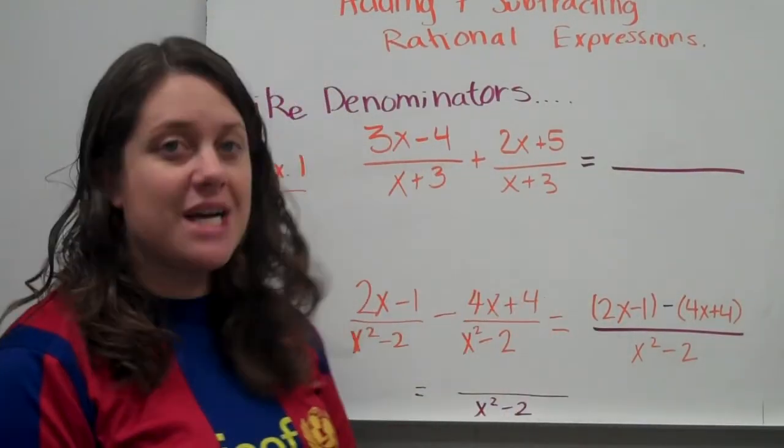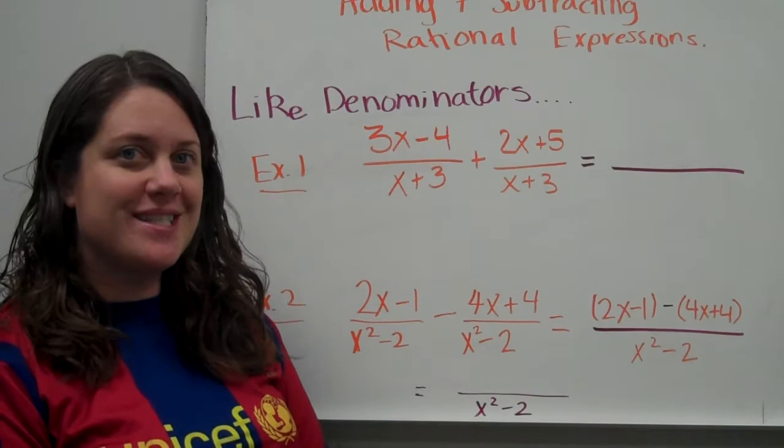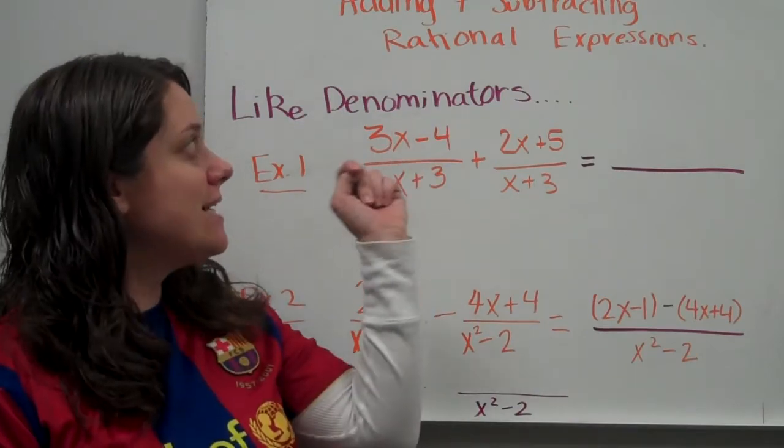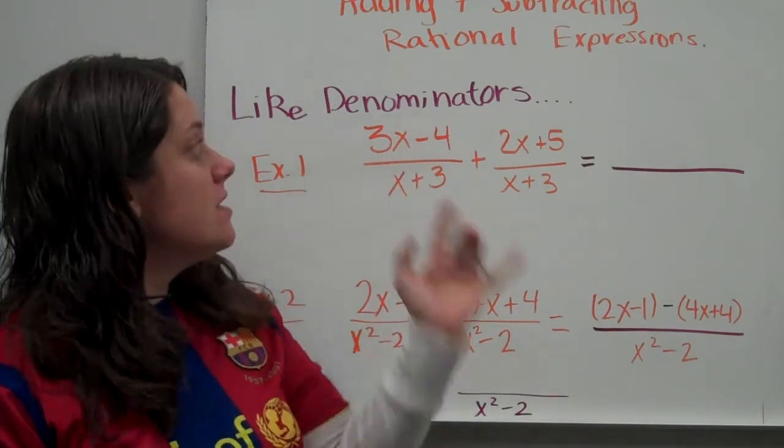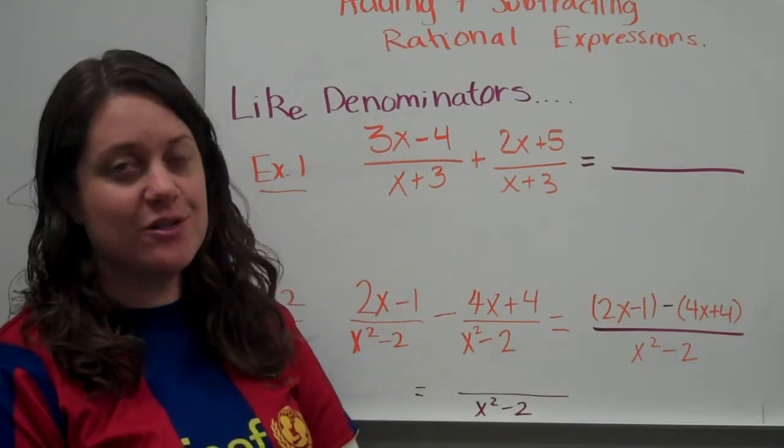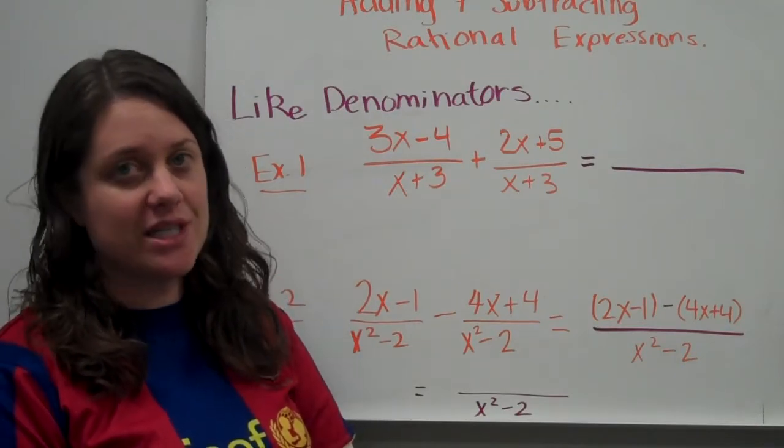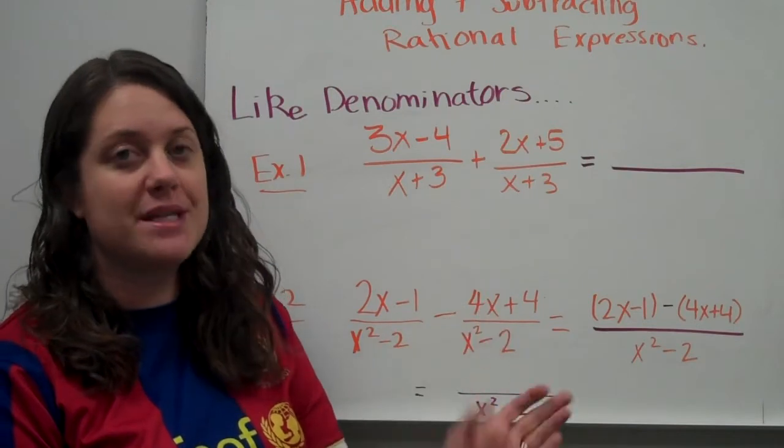So we have learned how to multiply and divide rational expressions, and today we're going to learn how to add and subtract rational expressions. So let's start if they have like denominators. You probably remember from adding and subtracting fractions that like denominators are pretty easy, right?